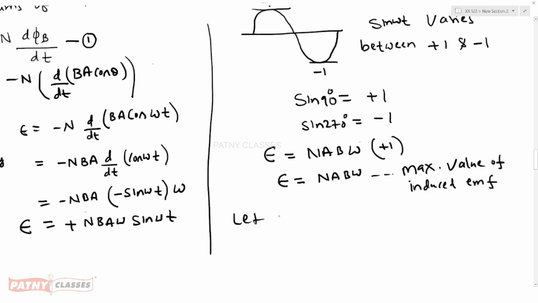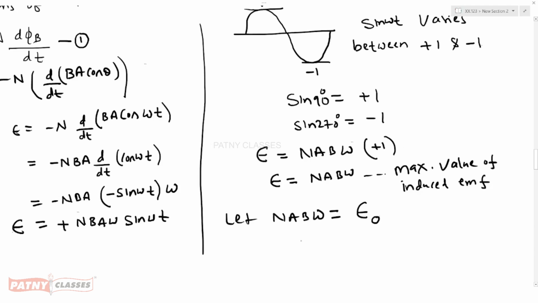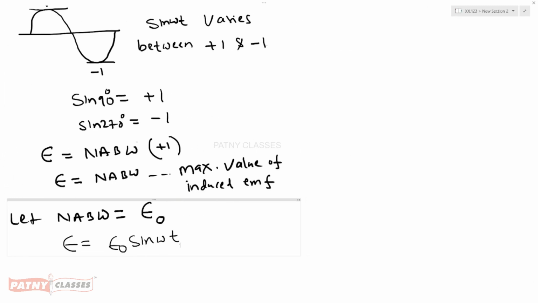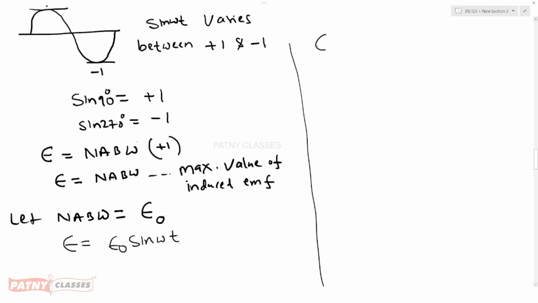Let us denote nAB omega by the symbol epsilon naught. Therefore, the EMF equation for the AC generator becomes E equals E naught sine omega t. This is the expression for the EMF equation for the AC generator. Therefore, we have E equals E naught sine omega t.